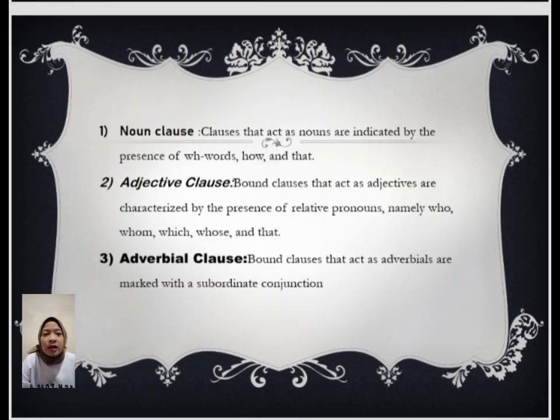1. Noun clauses. Clauses that act as nouns are indicated by the presence of WH words, how, and that. And 2. Adjective clauses. Bound clauses that act as adjectives are characterized by the presence of relative pronouns, namely who, whom, which, whose, and that. And 3. Adverbial clauses. Bound clauses that act as adverbials are marked with a subordinating conjunction.